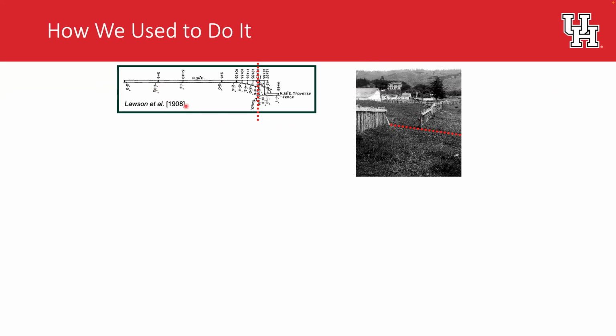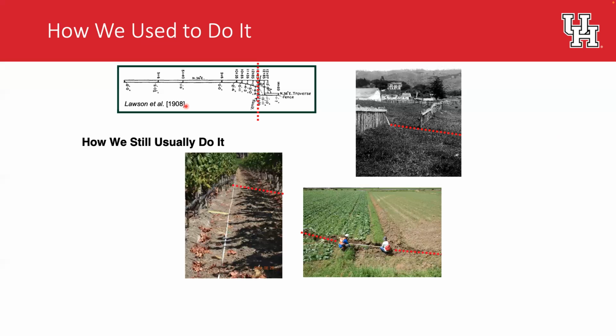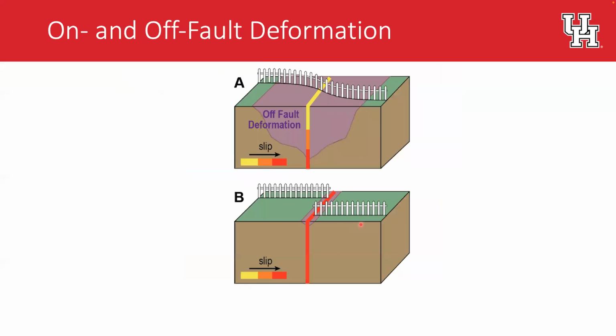So this is in a paper from 1908. You would figure that in the next 100 years, we probably came up with a better way to do this. Well, these two photos here are showing the exact same thing. This is from the Napa Valley earthquake in 2014, and this is from the Kumamoto, Japan earthquake in 2016. 100 years later, and we're still going out and measuring this with a tape measure. Well, what it doesn't tell us is what is happening near the fault.